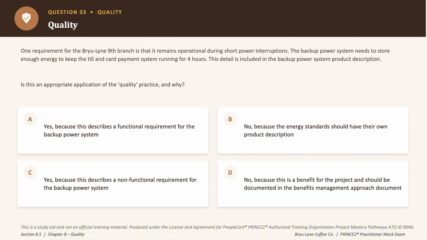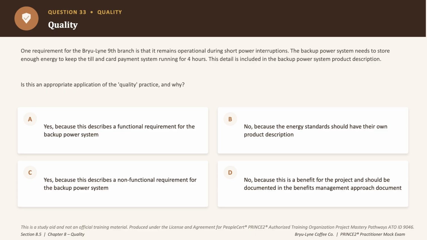Moving on to question number 33, which is a standard multiple choice type question. So one requirement for the Brewline 9th branch is that it remains operational during short power interruptions, and the backup power system needs to store enough energy to keep the till and the card payment system running for 4 hours. And this detail is included in the backup power system product description. Now the question is, is this an appropriate application of the quality practice, and why?